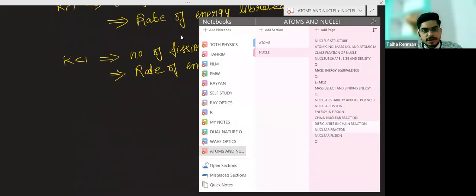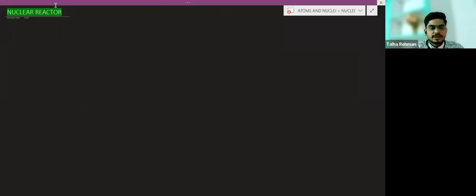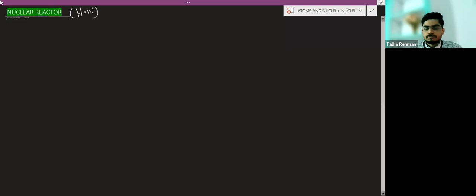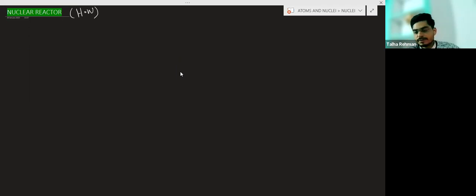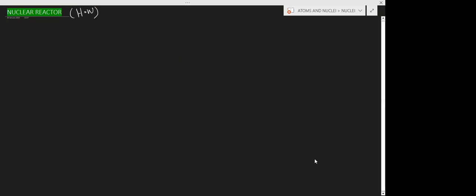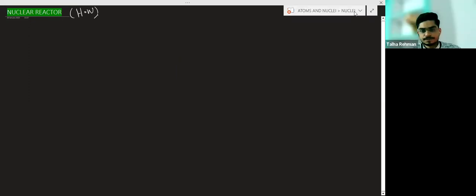After that, this is the nuclear reactor, and this you have to complete by yourself with the help of NCERT or some reference book. This is your homework. Okay, Fawaz? Okay. So now we will discuss nuclear fusion, last topic.